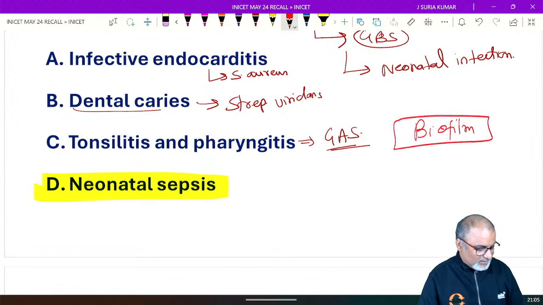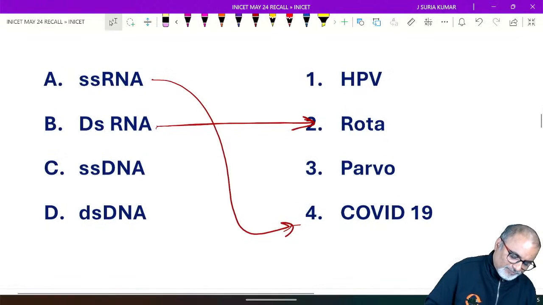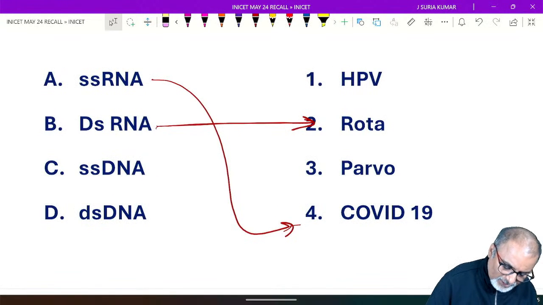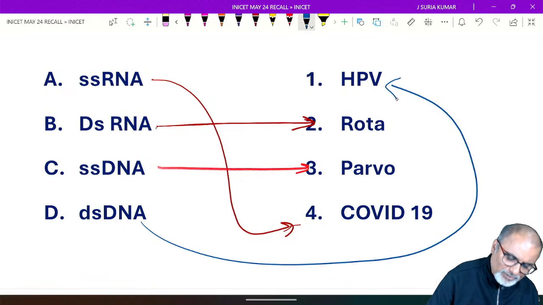Option biofilm is there, I'll check. Next is, see carefully here. Single stranded DNA, one and only example, parvovirus. And double stranded DNA, you can go for human papillomavirus.